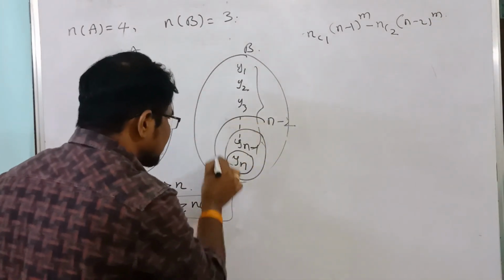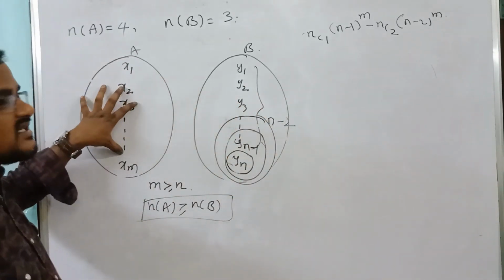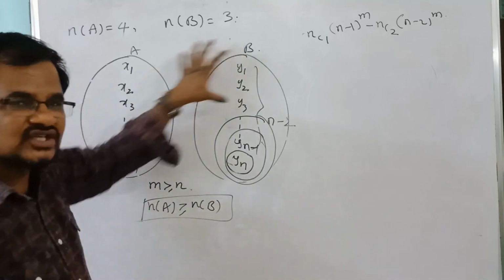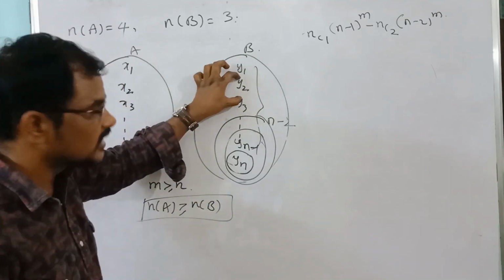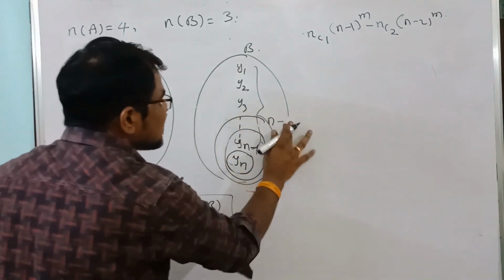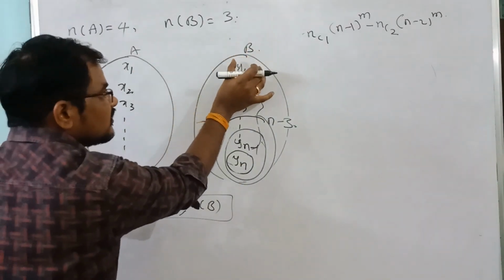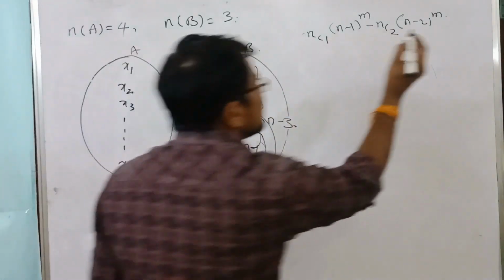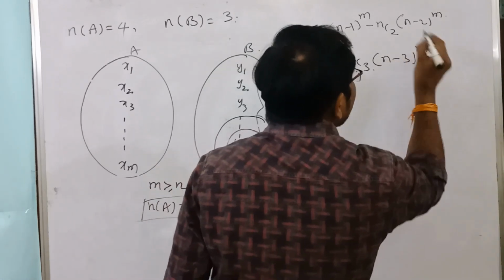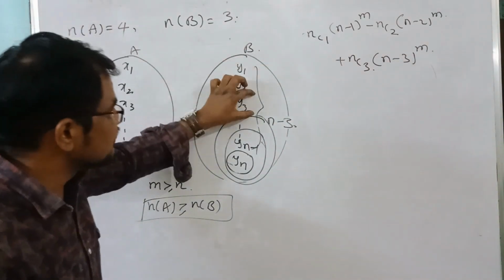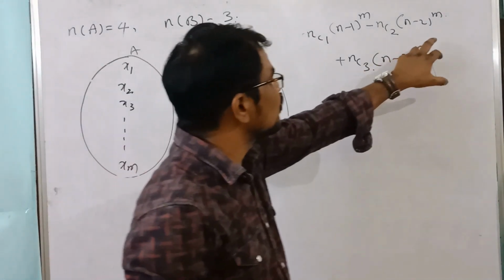Next, suppose you take 3 elements in B. For these 3 elements in B there is no pre-image in A, even though it is an into function. That means we have to take images of x1 from B, x2 from B only. The remaining elements in B are N minus 3. So for this one, how many image chances are there? N minus 3. For this one also N minus 3. Plus NC3 N minus 3 whole power M. Means for each one N minus 3, how many times? M times. So that's why N minus 3 whole power M.